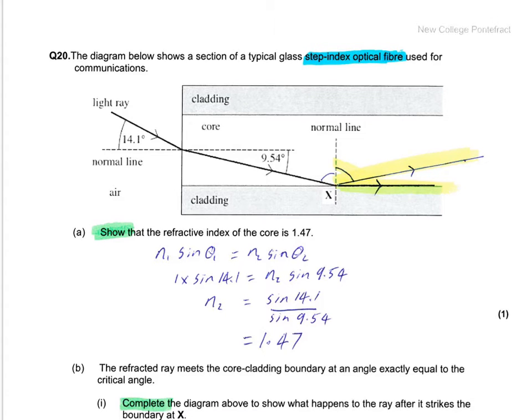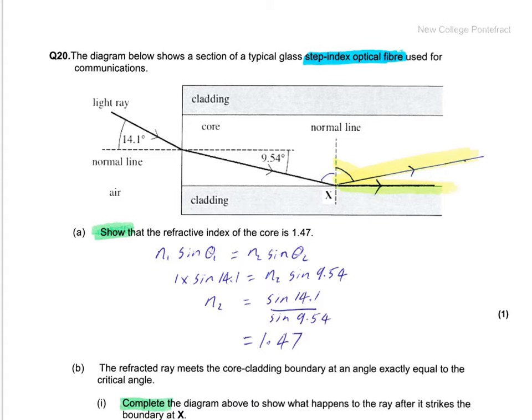So this is the Waves homework booklet question 20. We've got a diagram showing a section of a typical step index optical fibre. That's the sort of optical fibres that they always ask about, used for communications. So what have we got?